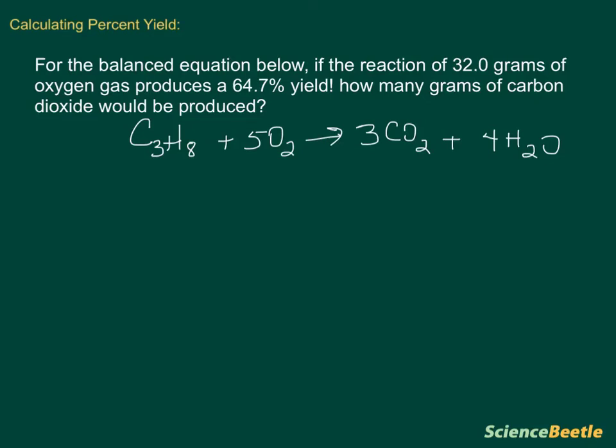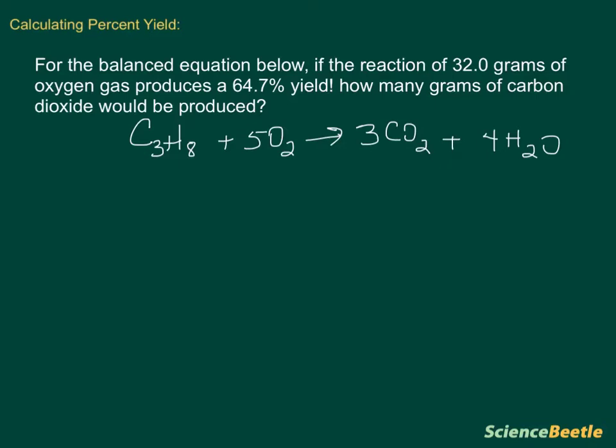Hey, welcome back, students. In this video we want to go ahead and look at another sample problem, and in this problem we're going to be given some information including the percent yield to start and a starting amount of a reactant, and we need to figure out how much of a product is actually going to be produced.